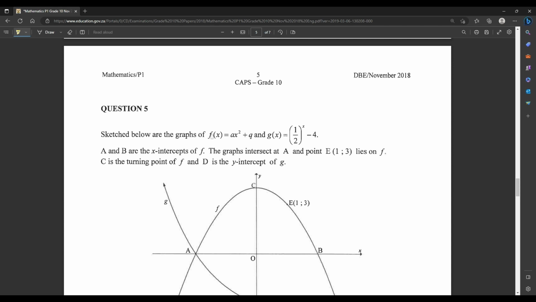So sketched below are the graphs of f of x, which is ax squared plus q. As soon as I see that x squared, I know I'm working with a parabola, which just by knowing that, I know some of the tips I might have picked up in class with parabolas. And then the second function I've got here is this g of x. With g of x, I can see I've got this little x up here, so this is an exponential function. Again, it might not help us straight away, but it's good to have it in the back of our mind.